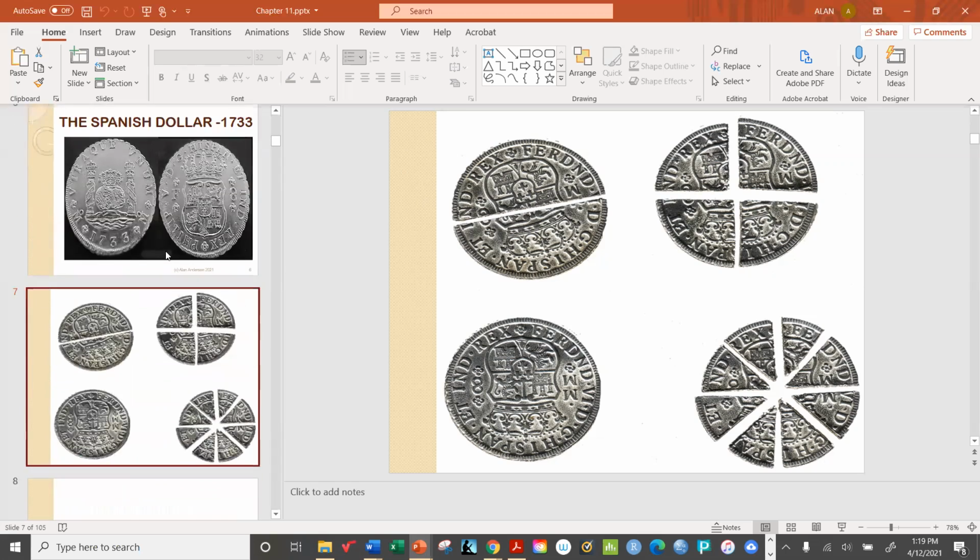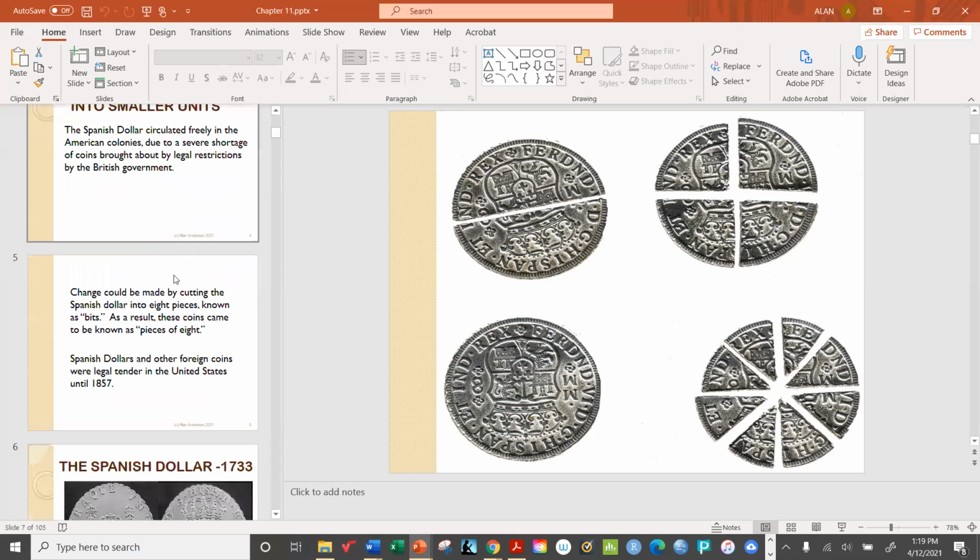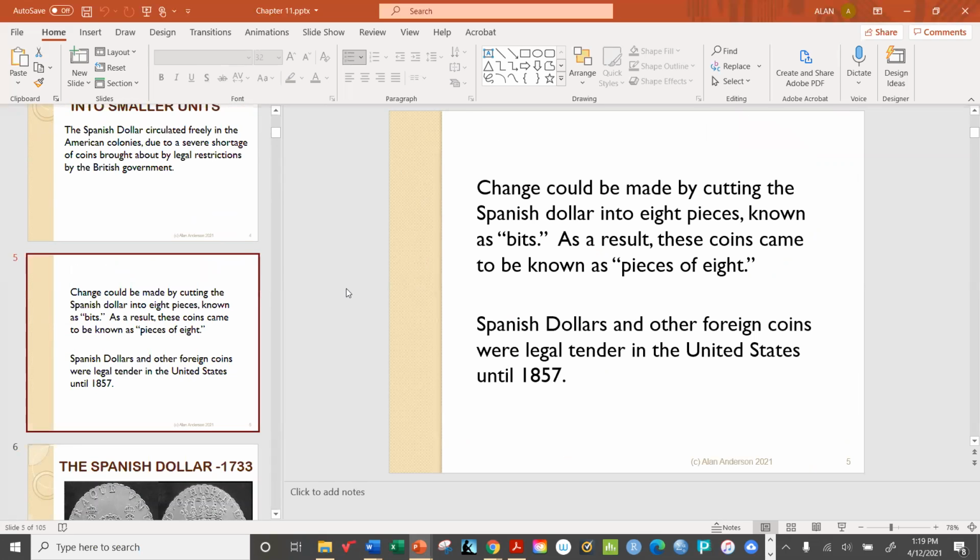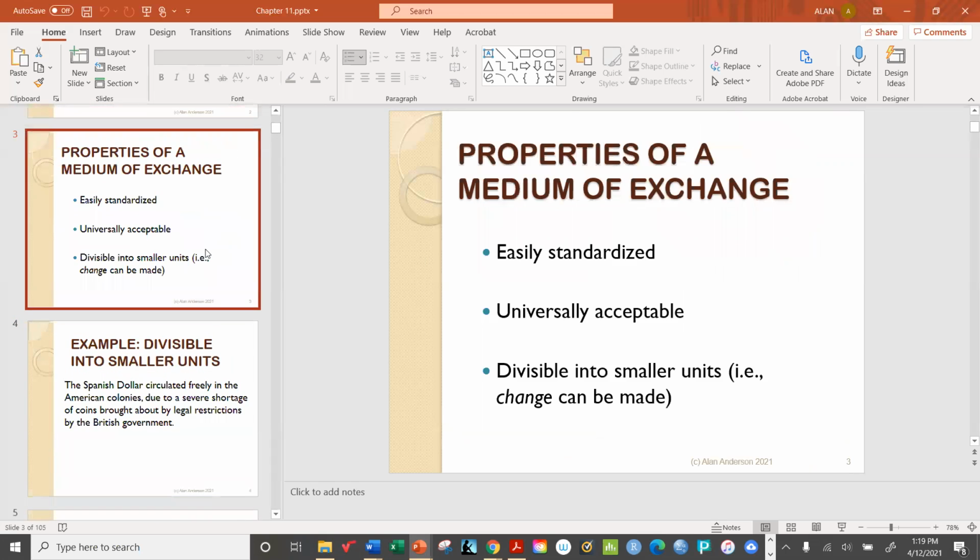So that carried on, surprisingly enough, well into the 19th century. In fact, they stopped being legal tender only in 1857. After that, you had to cash them in somewhere and turn them into American coins or notes. So therefore, while it was hard to turn these Spanish silver dollars into smaller units, it was not impossible. So therefore, the Spanish silver dollars, in spite of being from a foreign country, could be used in the United States as a medium of exchange because they were all standardized.